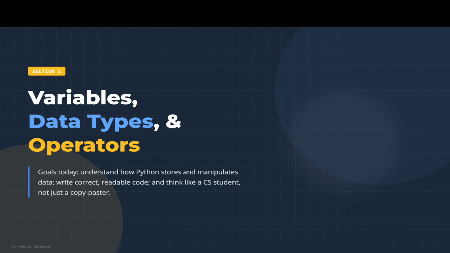Welcome to Section 2. Today we are moving beyond simple calculations to explore the building blocks of Python programs: variables and data types. We will cover how the computer stores data in variables, the different types of data (integer, float, string, Boolean), and the operators we use to manipulate that data. This session is designed to bridge high school concepts to university level rigor, focusing on under-the-hood understanding rather than just syntax memorization.